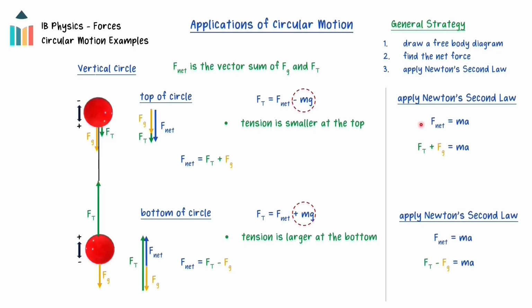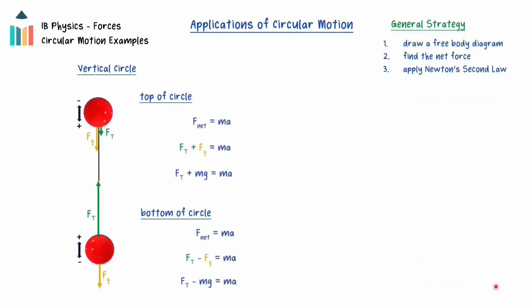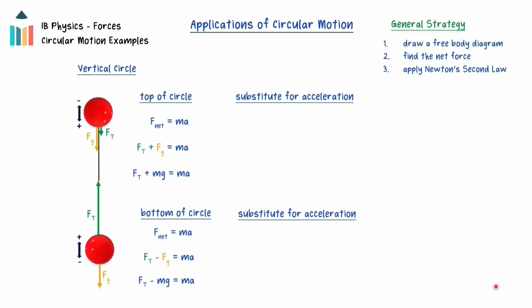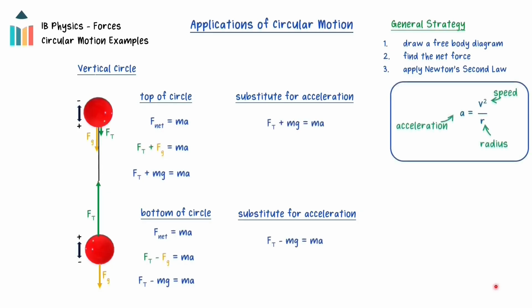Once the net force has been found, Newton's second law can be applied. Substituting the expressions for the net force from the top of the circle and the bottom of the circle, we can come up with equations of motion for the mass at the top of its motion and at the bottom of its motion. We can then go on to substitute the acceleration formula for circular motion. Substitution of this acceleration formula into the expressions previously derived for the motion will allow us to solve for the speed of the mass, the tension in the string, or the radius of its motion, depending on what the question is asking.